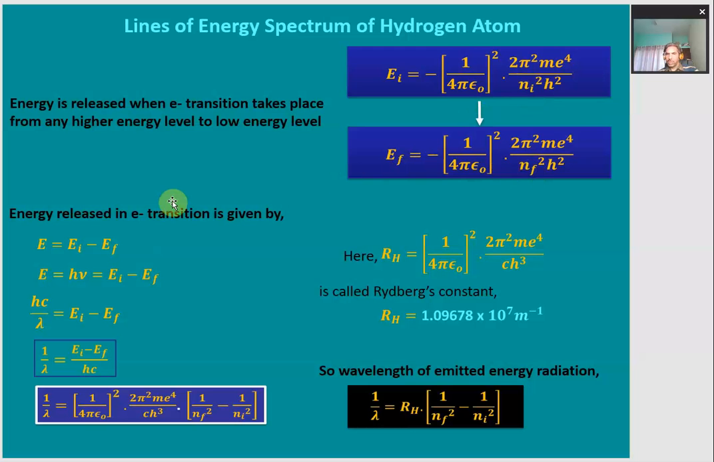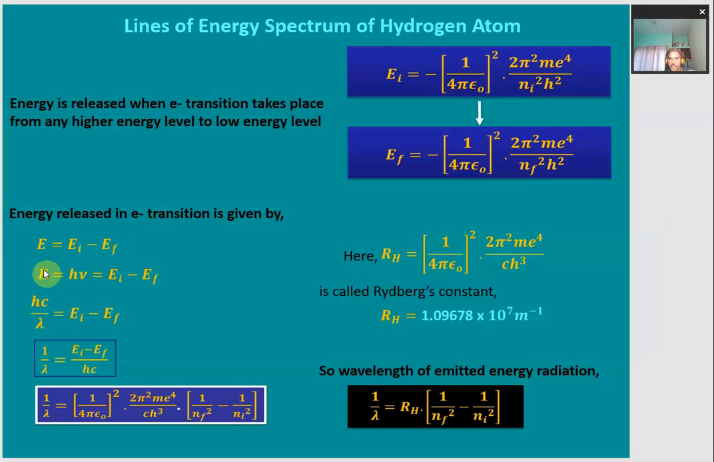So energy will be released in transition from initial energy level to final energy level. That energy released will be equal to the difference of the energies of the two energy levels between which the transition is taking place. So energy released is given by EI, the initial energy level, minus EF, the final energy level.